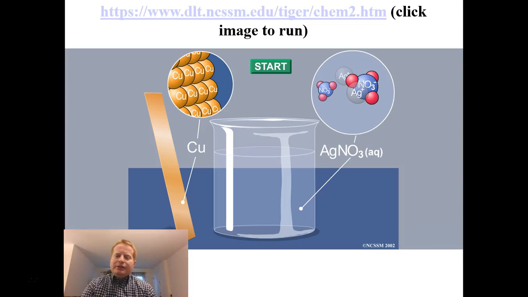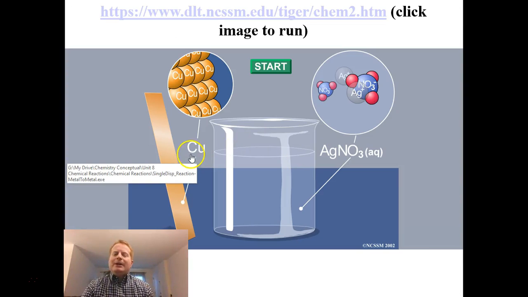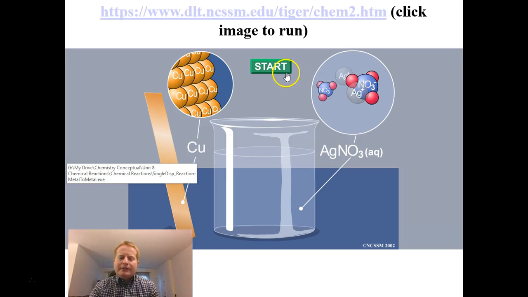So let's look at a simulation of a very similar reaction, this time copper reacting with silver nitrate. The copper is solid metal, a metal plate of copper, and the silver nitrate is aqueous, so it's actually dissolved in water, meaning it's split up into ions. It's Ag pluses and NO3 minuses that are broken apart. So let's look at that.